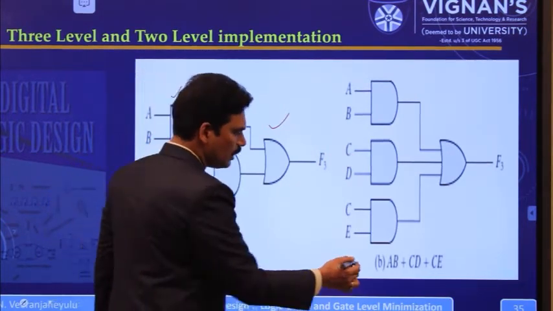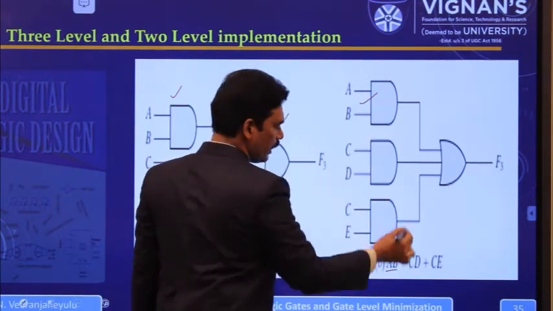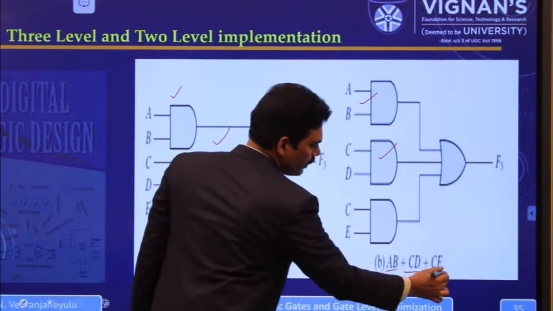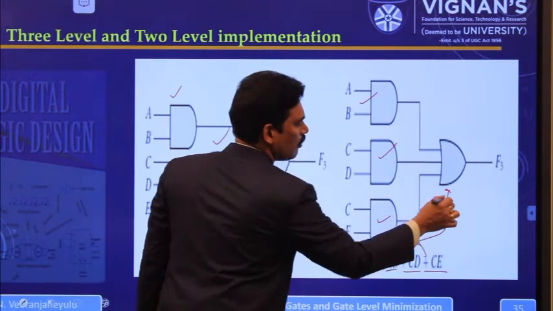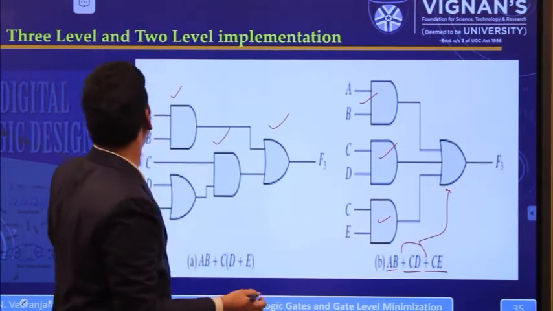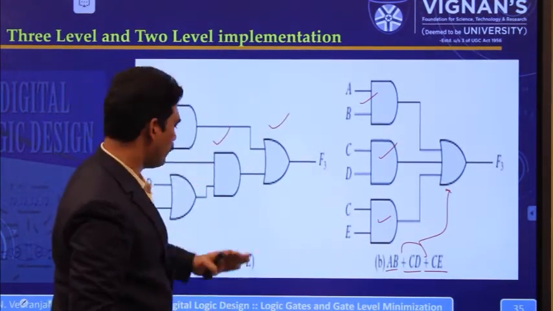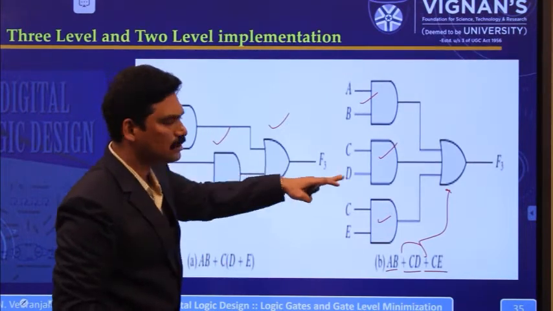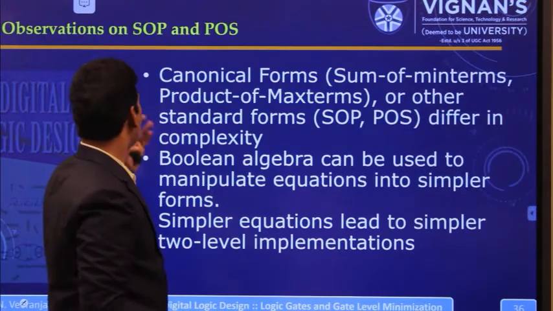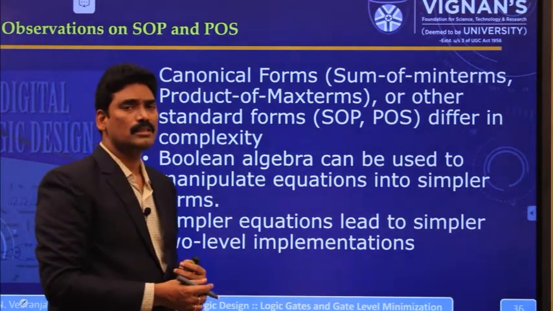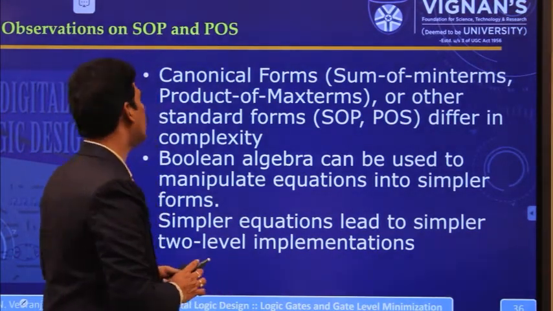Two-level implementation means for AB we have an AND gate, for CD we have another AND gate, and for CE we have another AND gate. For these plus signs we have an OR gate. This is the three-level implementation and this is the two-level implementation. Now, what are the observations with these SOP and POS functions?